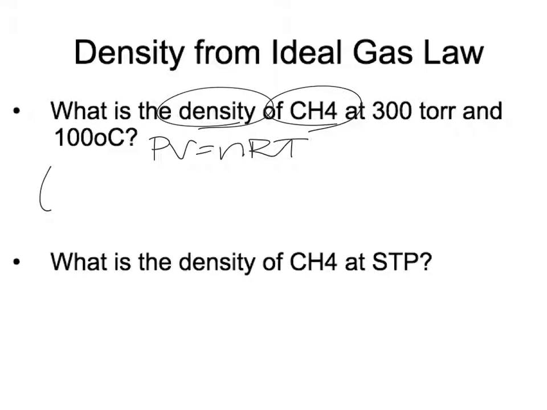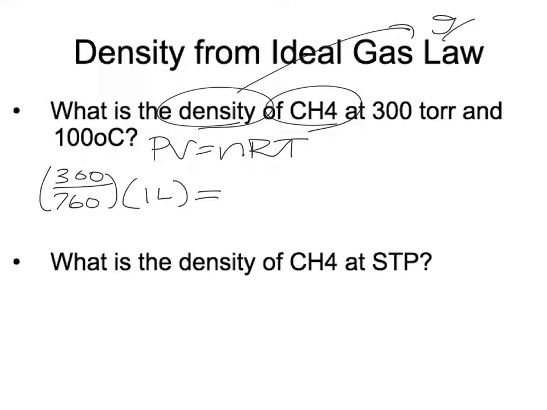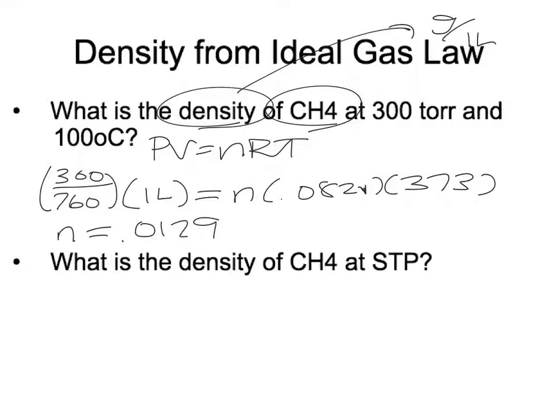All right, pressure is 300 torr, but of course, again, I cannot use that. I must have atmospheres, so we have that. Again, we're going to use 1 liter because that's what we want. We want a density. Remember, density is grams per 1 liter, so let's use 1 liter. We don't know the moles. R is always 0.0821, and the temperature is 100 degrees Celsius or 373 Kelvin. So we're going to get the moles. It's going to be 0.0129 moles, and I would always use 2 to 3 sig figs. I've used 3 here. If you want to put 0.013, that's okay, but that's 2 sig figs.